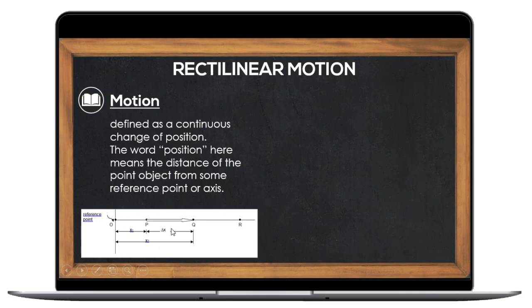Therefore, the change in position, or our delta x, which happens to be the displacement, is the difference between the final point, or the terminal point, and the initial point. That is simply x sub 2 minus x sub 1, and that is our delta x, or the change in position.